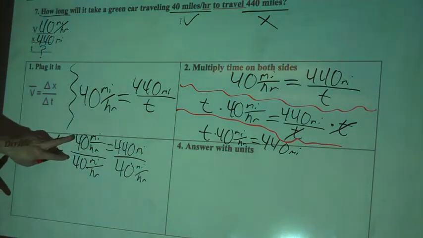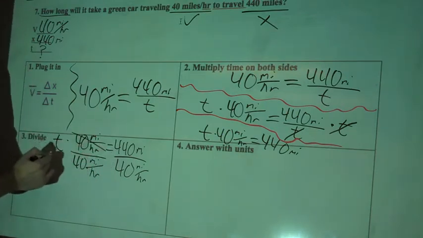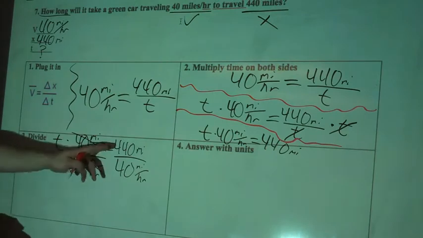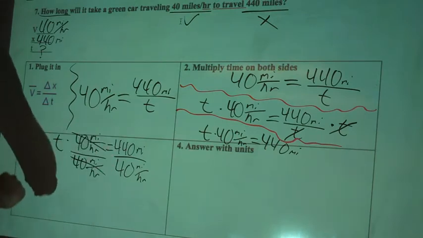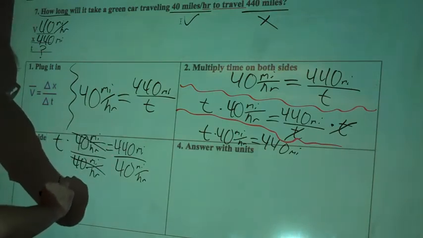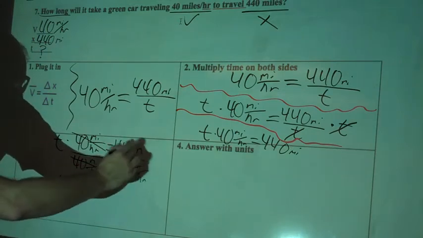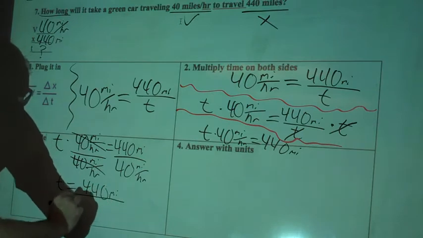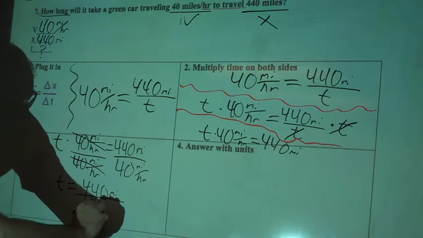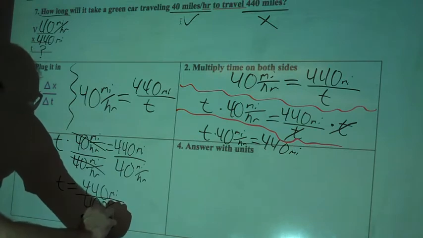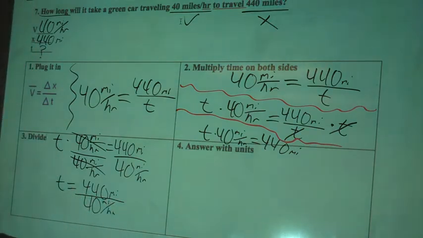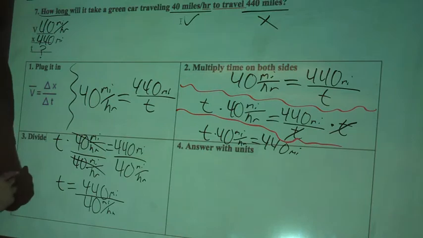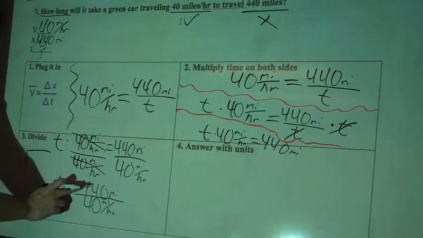On this side over here, 40 and 40 cancel out. That was the reason we did that, to get t by itself. And on this side now we have 440 divided by 40. I'm going to rewrite this down here. So t equals 440 miles divided by 40 miles per hour. Alright, I'm going to do my division over here. So 440 is on top.